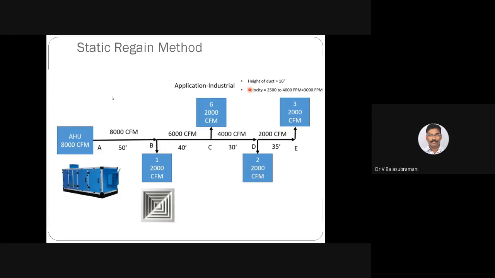This is a problem. Air handling unit, 8000 CFM. It is distributed to 4 spaces, that's 2000, 2000, and 2000 CFM. CFM is the air quantity, and velocity is not given here. The velocity is assumed for an industrial application.